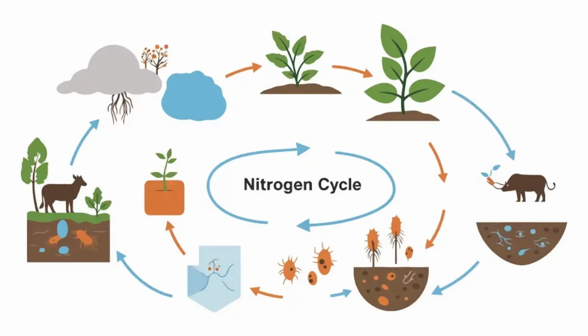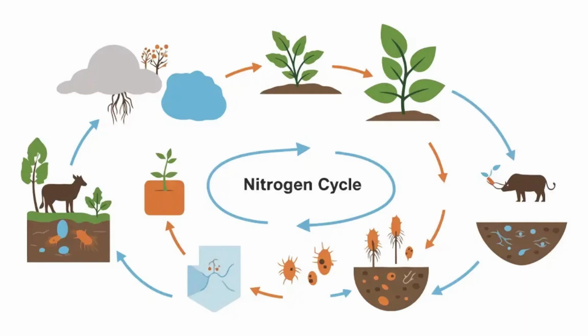Then look at the plants. They absorb the nitrogen from the soil through their roots. This helps them grow leaves, stems, and fruits. Now you'll also see animals in the image. Animals get nitrogen when they eat those plants, or when one animal eats another that has eaten plants.